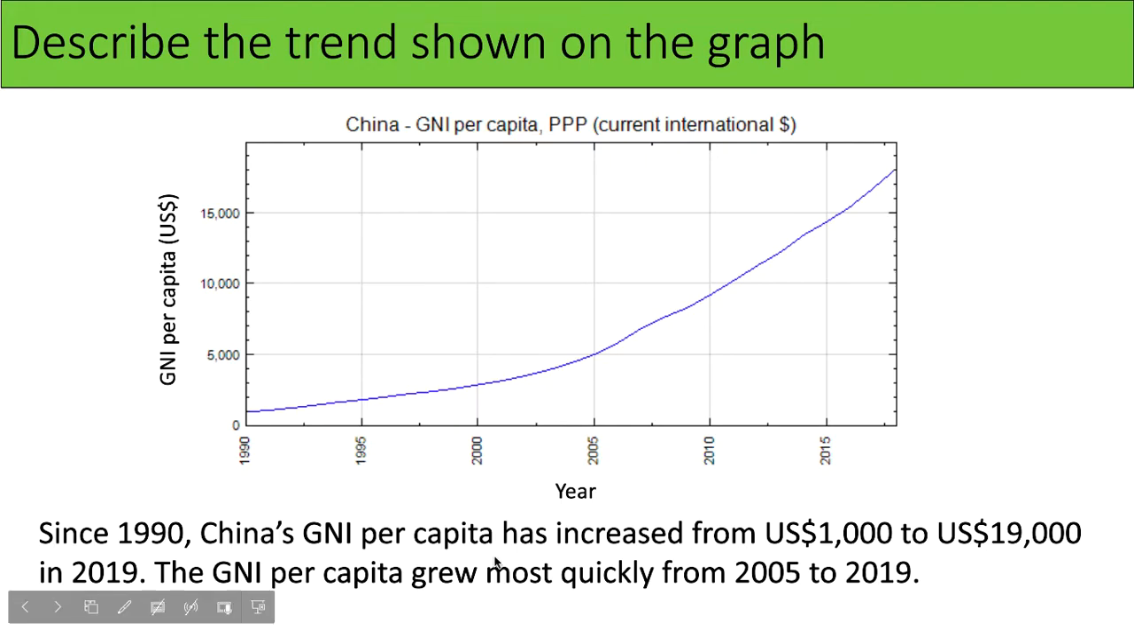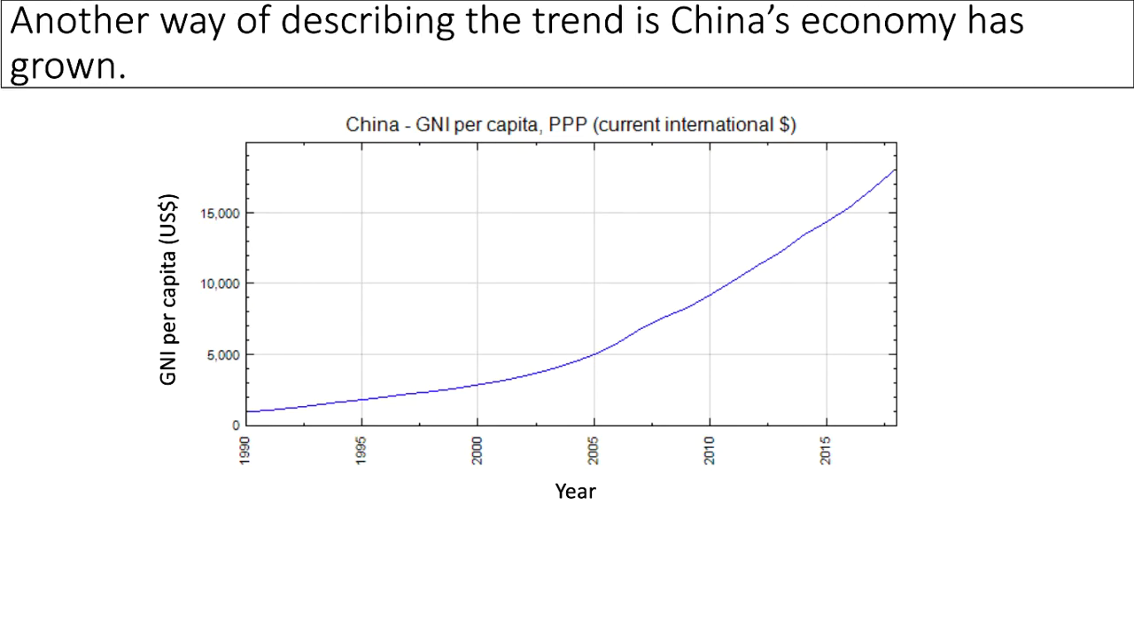So what I've done there is I've said, using data from the graph, what has happened over time. It's increased, but I've been very specific and I've said it's increased from $1,000 to $19,000. The GNI per capita grew most quickly from 2005 to 2019. So there I've given even more detail from the graph. Another way of describing the trend is that China's economy has grown.